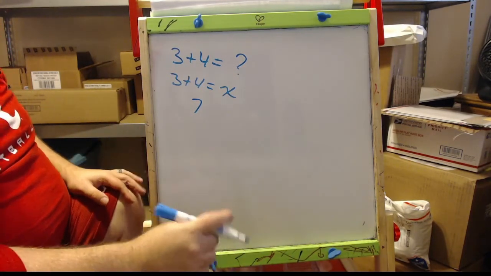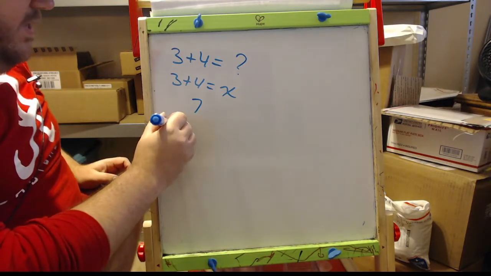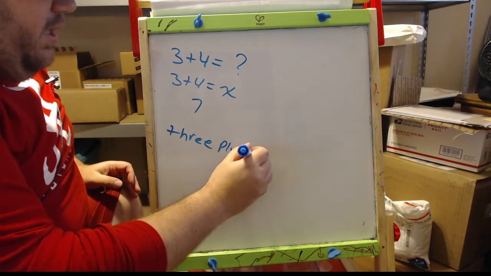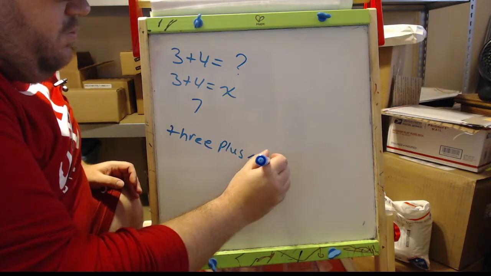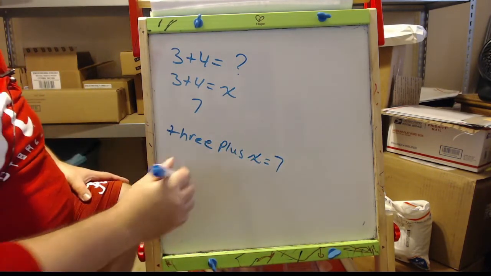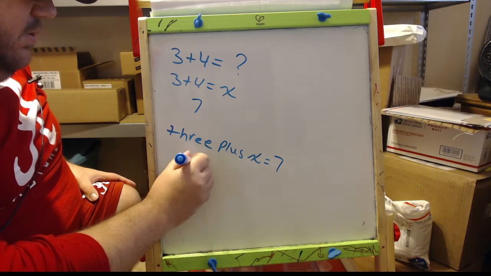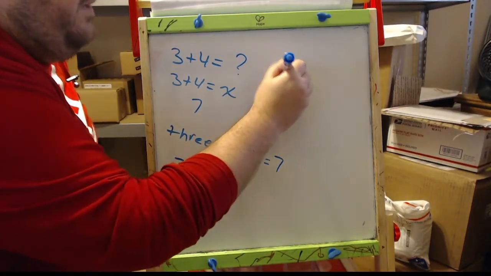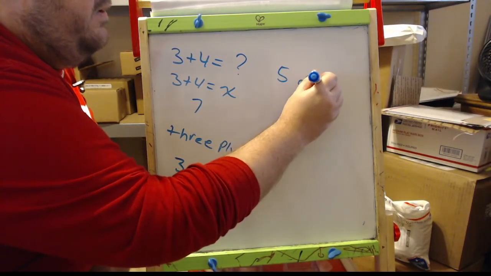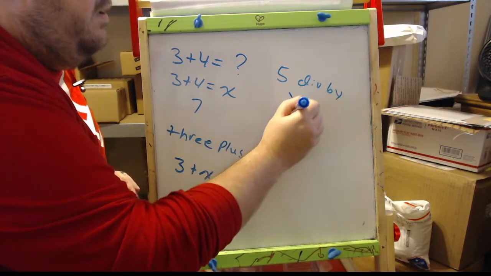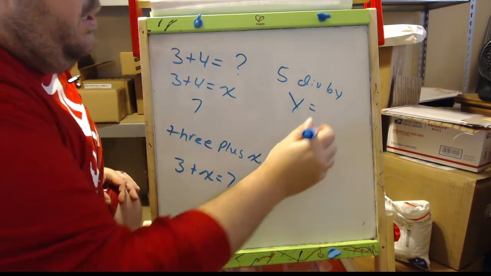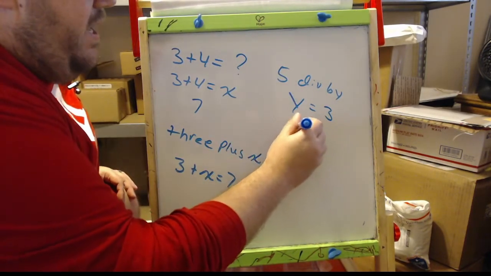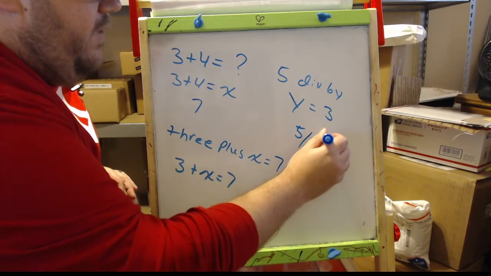So where we're going to start is taking words and putting them in algebraic equations. So if I said something like 3 plus x equals 7 and said write it out as an algebraic equation, we would do 3 plus x equals 7. If it said something like 5 divided by y equals 3, you would write this out as 5 divided by y, or 5 over y, equals 3.